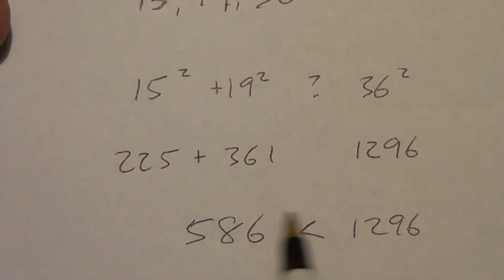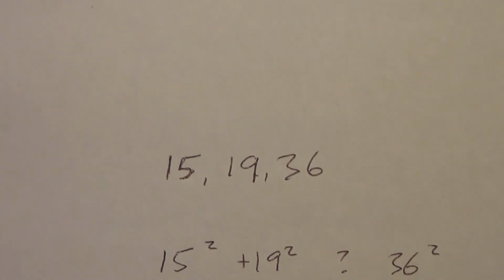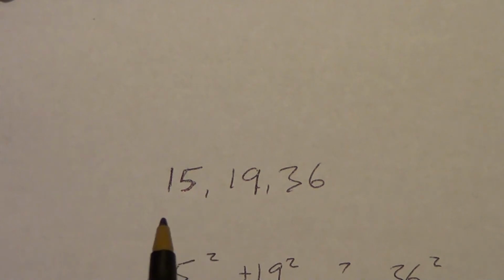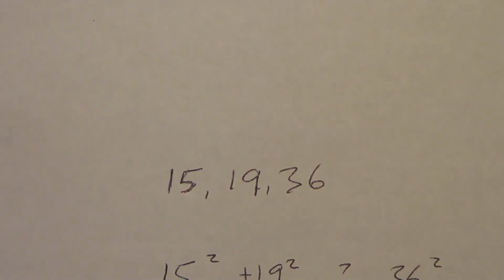Yes, I know usually this less than concept means obtuse, because C squared is too big, so C is too big. So the angle across from C is too big to be a right angle, so therefore it's obtuse. However, this isn't an obtuse triangle. So I want you to go back up here and look at this. See if you can figure out why this is not an obtuse triangle. Okay, so I want you to think about that for a second. All right, see if you can figure out why 15, 19, and 36 do not form an obtuse triangle.